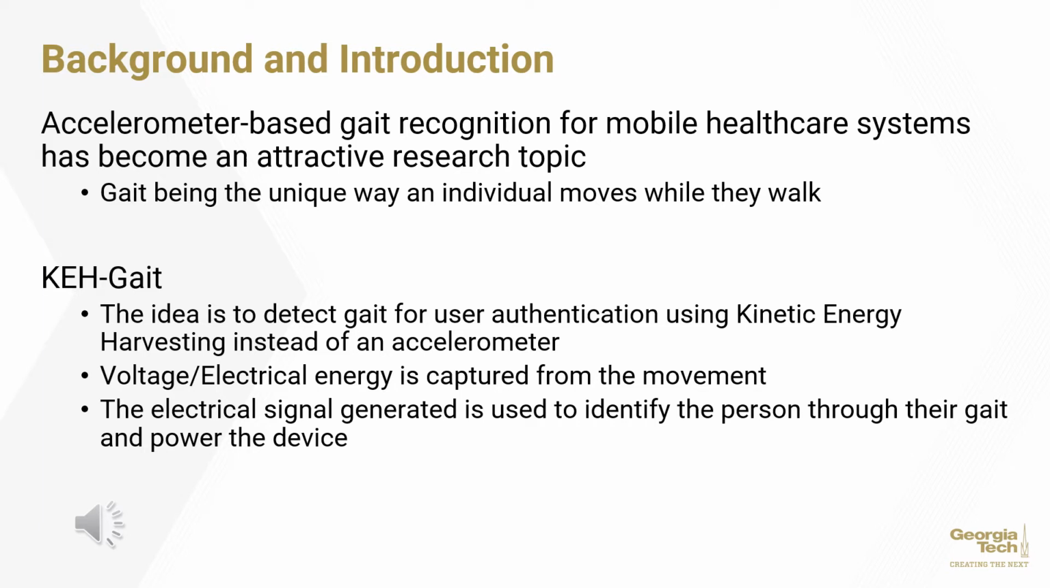So for a quick introduction, gait recognition has become an attractive research topic in the area of mobile healthcare systems, gait being the unique way an individual moves while they walk. So the idea behind this research paper is to use gait as a form of user authentication, and specifically to identify users' gait through the voltage signal generated from kinetic energy harvesting, KEH. So basically the motion from the user walking is used to generate electricity, which can be used to power the device, and then the electrical signal that is generated from the kinetic energy harvesting is used to identify the person through their gait.